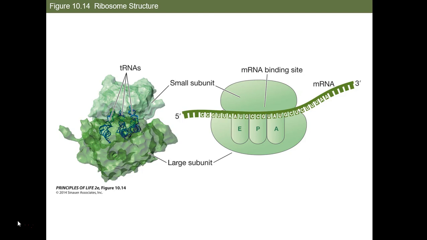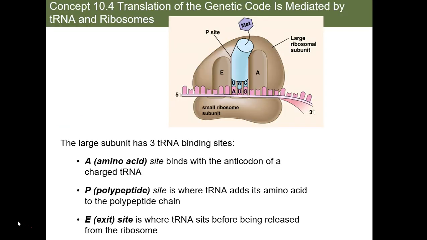Figure 10.14 shows the structure of a ribosome. The small subunit is on top with the large subunit on the bottom. There is an mRNA molecule going through it for translation. The large subunit has 3 tRNA binding sites that go in the following order: the amino acid site, A, the polypeptide site, P, and the exit site, E. These are usually abbreviated as APE.